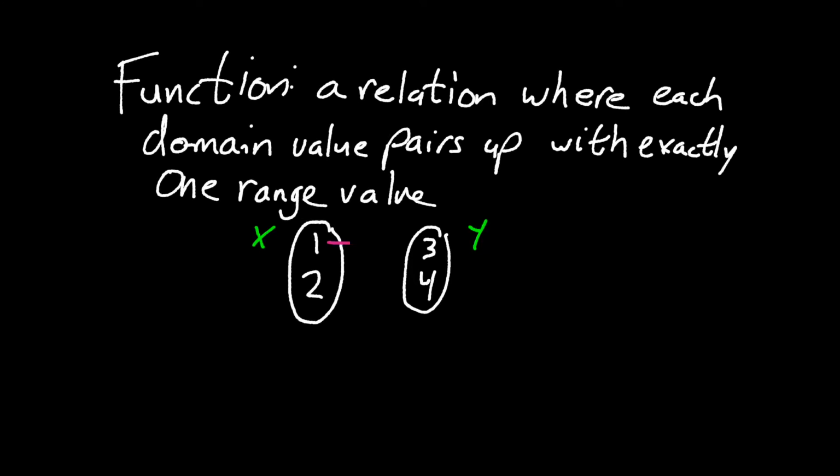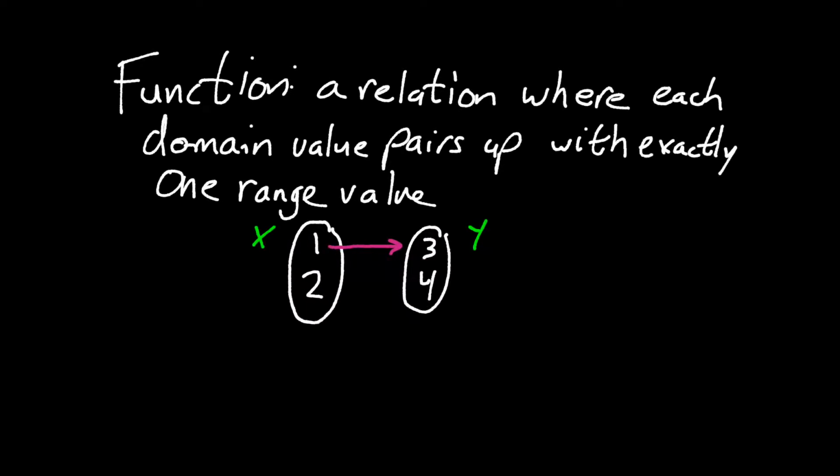A function would mean that the 1 pairs with the 3, and the 2 pairs with the 4. Or we could say the 1 pairs with the 4, and the 2 pairs with the 3. That is okay. But what is not okay and would make it not a function is if the 1 pairs with the 3 and the 1 pairs with the 4. This domain value is now partnering with 2 different ranges, and that is not acceptable in a function. A function has your domain value only partnering up with one of our range values.